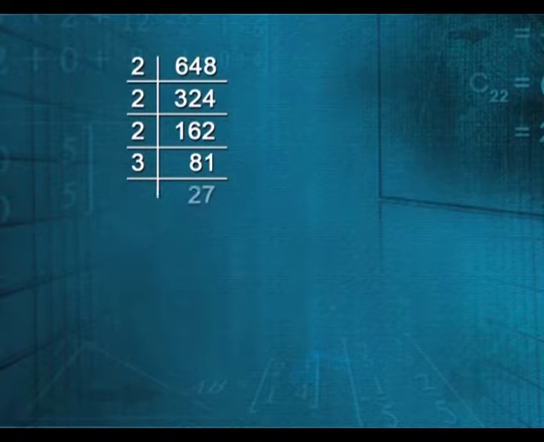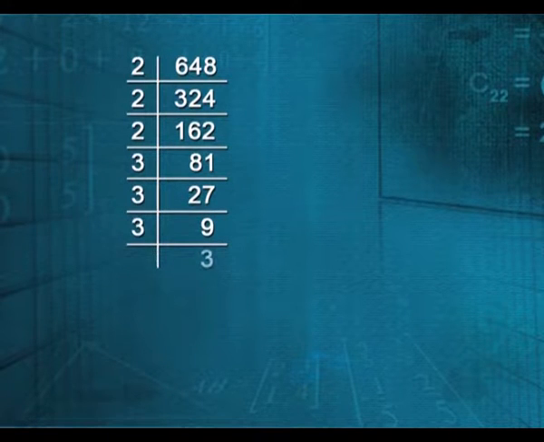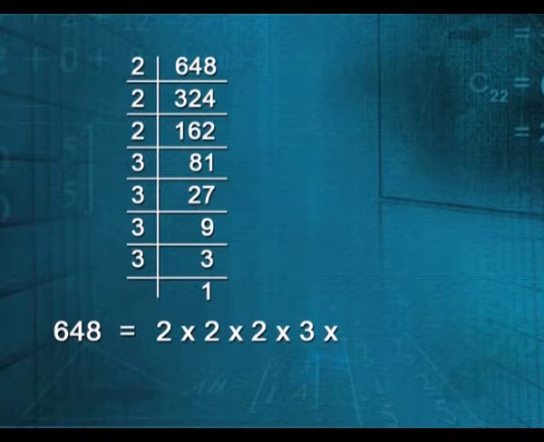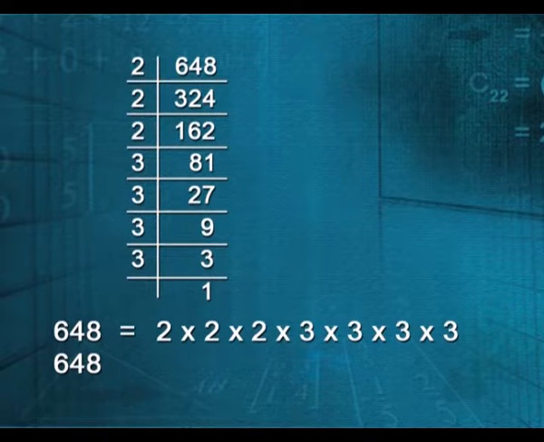Divide 81 by 3, you will get 27. Divide 27 by 3, you will get 9. Divide 9 by 3, you will get 3. Divide 3 by 3, you will get 1. Therefore, 648 can be written as 2 multiplied by 2 multiplied by 2, 3 times, and then 3 multiplied by 3 multiplied by 3 multiplied by 3, 4 times. Therefore, 648 can be written as 2 raised to power 3 multiplied by 3 raised to power 4.